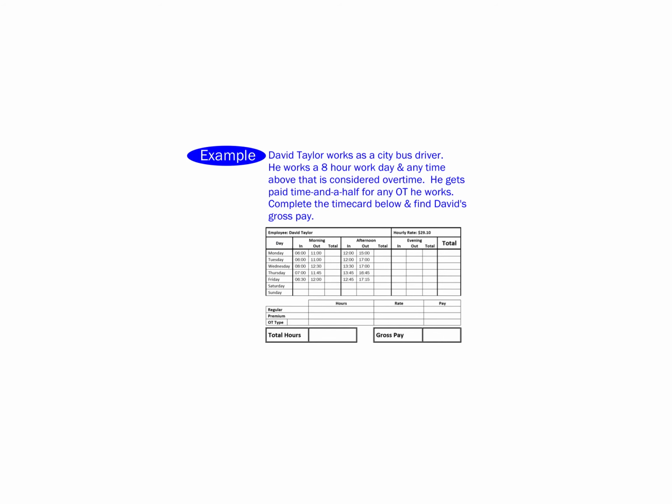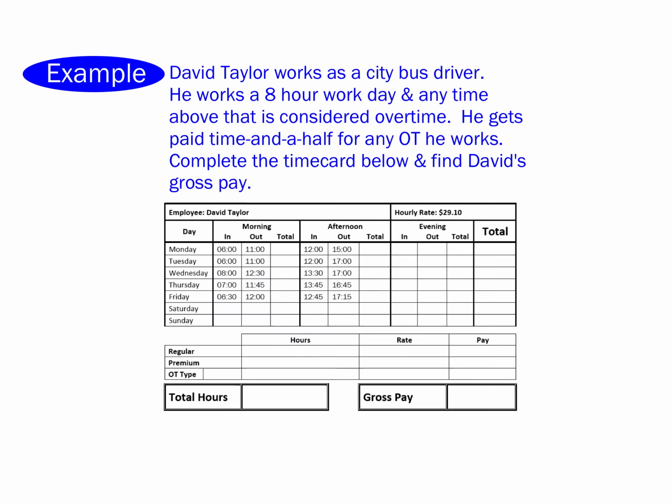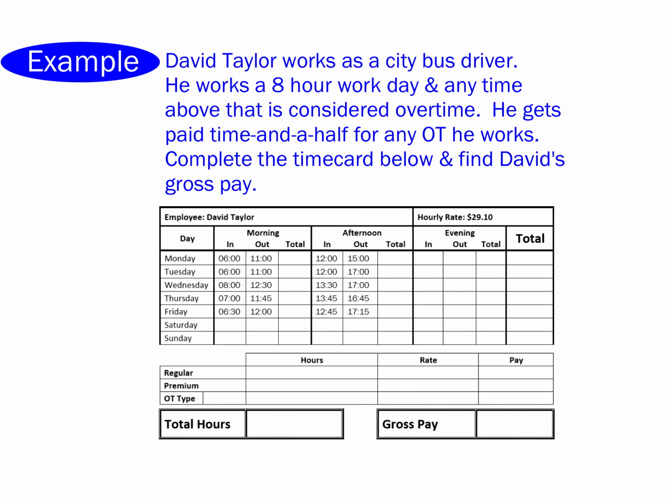All right, so we've got two more examples. This example is a little different because of the overtime. What makes this question a little different is the fact that overtime is not based on a weekly total. Overtime is based on a daily total. So the example says David Taylor works as a city bus driver. He works an 8-hour workday, and any time he works above that is considered overtime. He gets paid time and a half. Complete the time card below and find his gross pay.